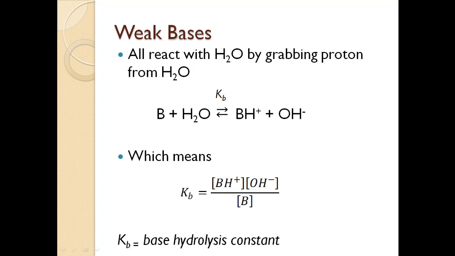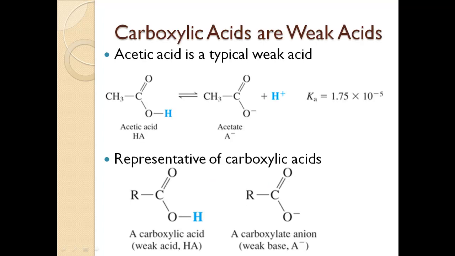It's nothing new, nothing you've never seen before: it's products over reactants, except now we're calling it the acid dissociation constant. Weak bases are the same story, except now the weak base is grabbing a proton from water. So you've got your B plus water, and it grabs a proton and becomes the weak conjugate acid, BH+, leaving you with a hydroxide. If I want the equilibrium constant, in this case called the base hydrolysis constant, that's how I would write it, remembering that we don't include water because it's a pure liquid.